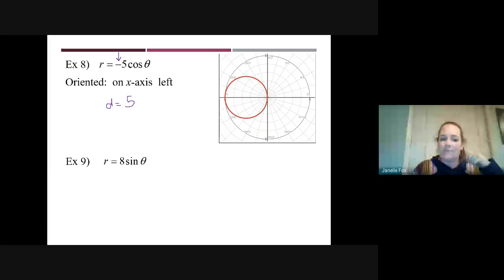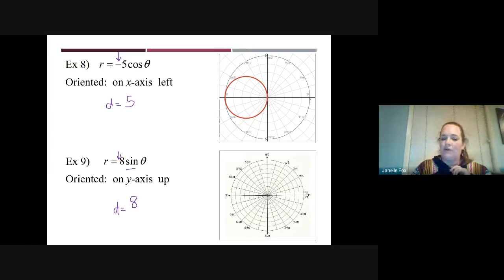Okay, last example. If r equals 8 sine of theta, where's this guy going to be oriented? Because it's a sine and because there's technically a positive right here in front, it is going to be on the y-axis and mostly towards the up. What is the diameter for this guy? The diameter is that number in the front, and so the diameter is going to be 8. Let's graph this baby up, and we will be all finished.